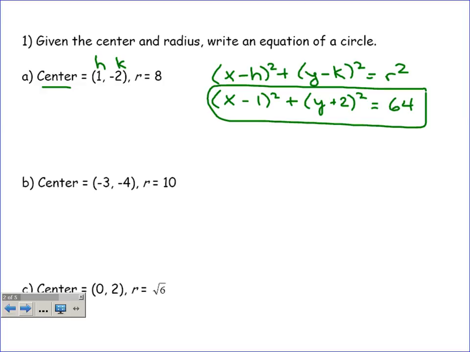Which one is it? Do you know what it's called? I don't know either. I have no idea.